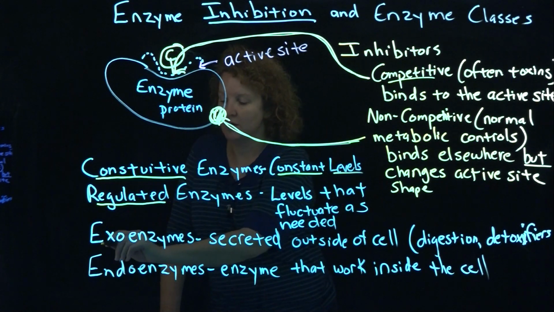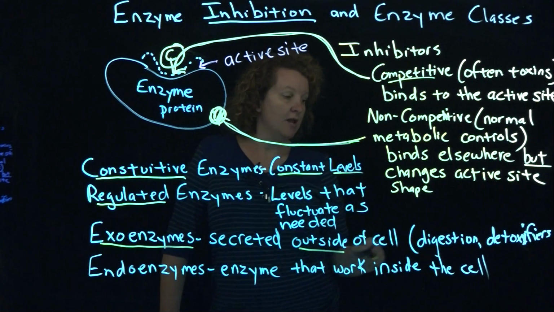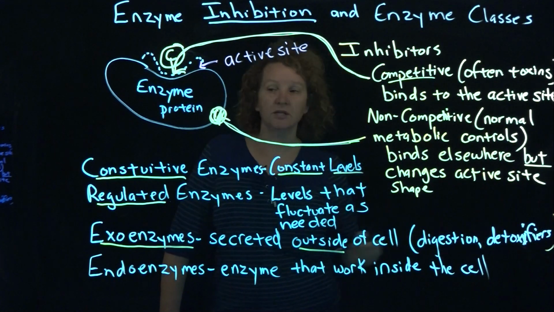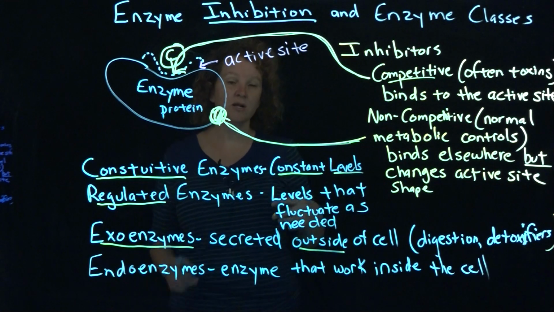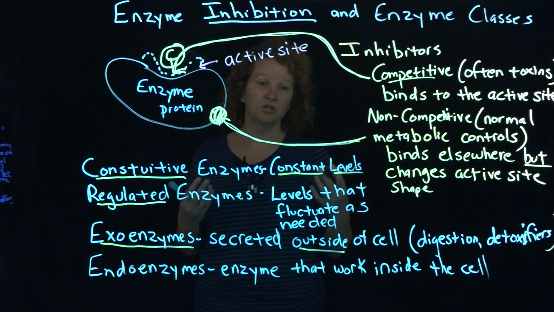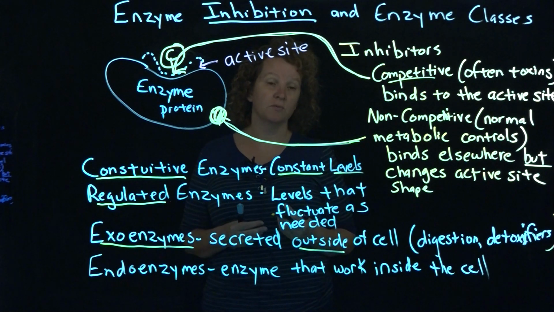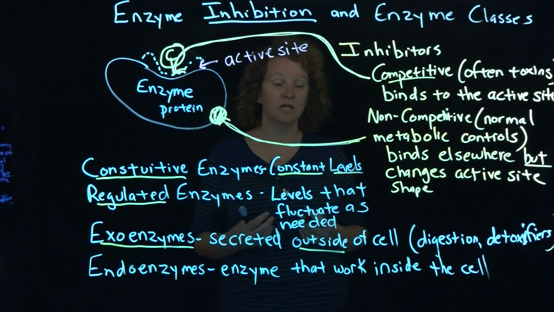And then finally, there are exoenzymes. Those are enzymes that are secreted outside of the cell, and often those work in digestion and detoxification, because you're trying to break down something that's in the environment that's there. So for example, fungi will break down their surrounding environment in many cases to absorb those nutrients, because they have to take in those nutrients.